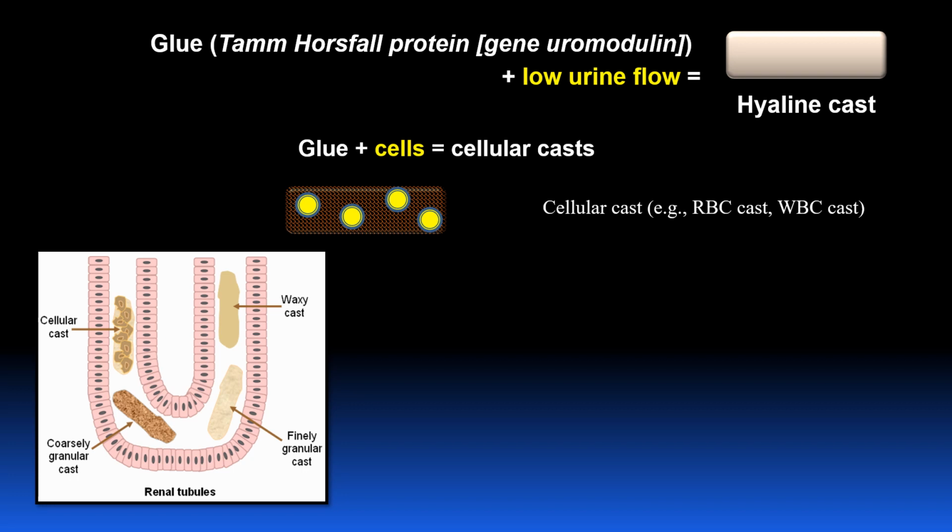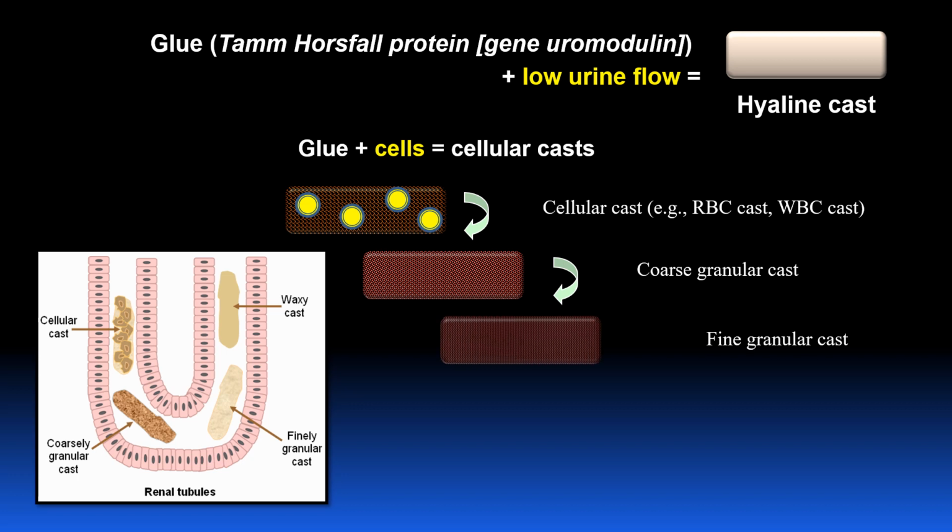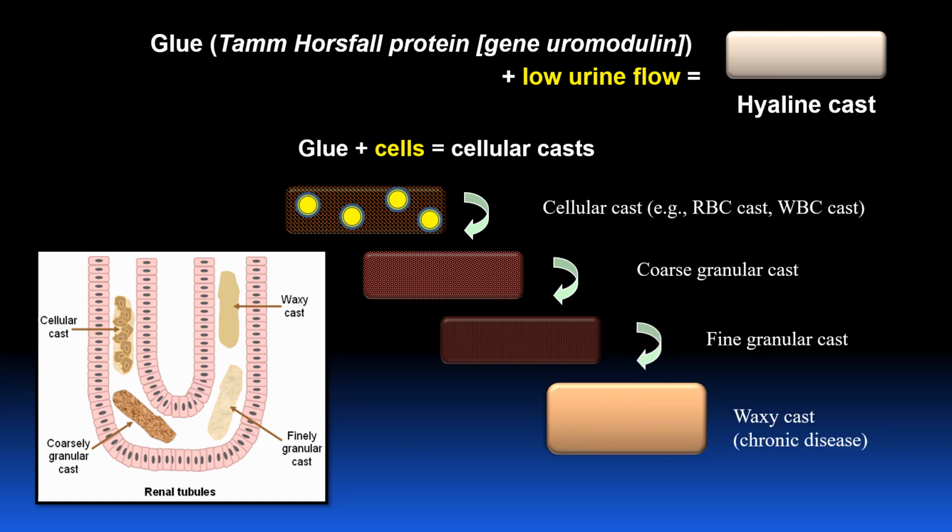When urine flow is sluggish, cellular casts degenerate within the tubules and become coarse granular by the time they get out into the urine. Coarse granular casts become fine granular casts if they have more time to degenerate within tubules. If these casts get stuck in the tubules for longer time, they become thick and waxy looking and are called waxy casts. Waxy casts generally suggest chronic kidney disease.